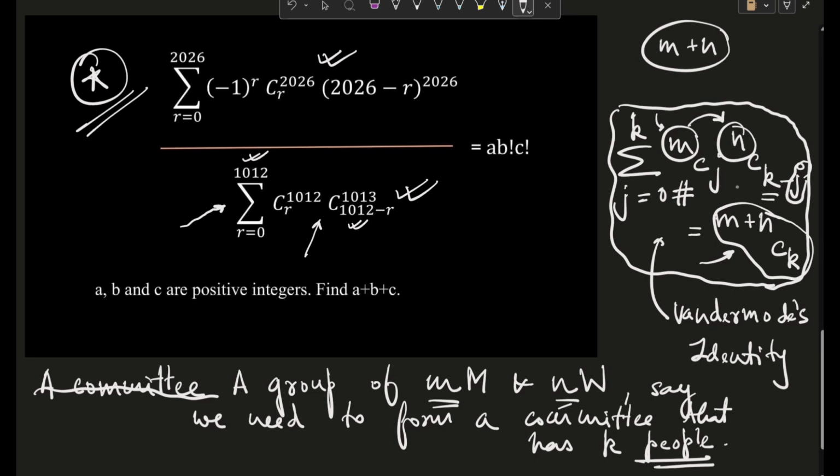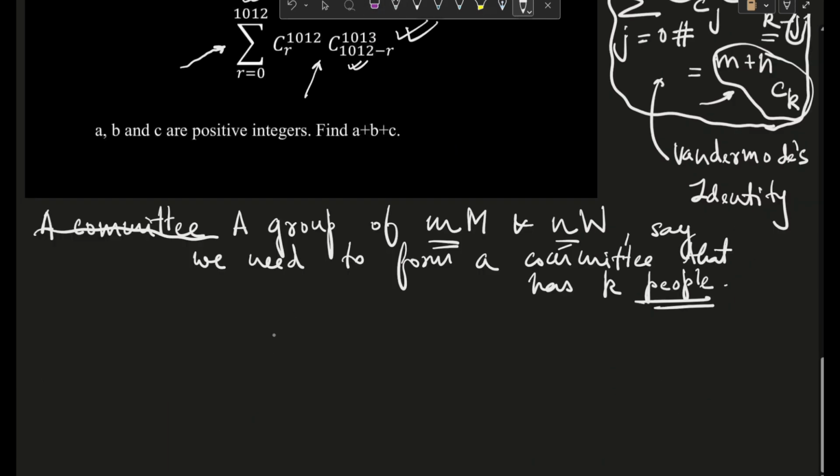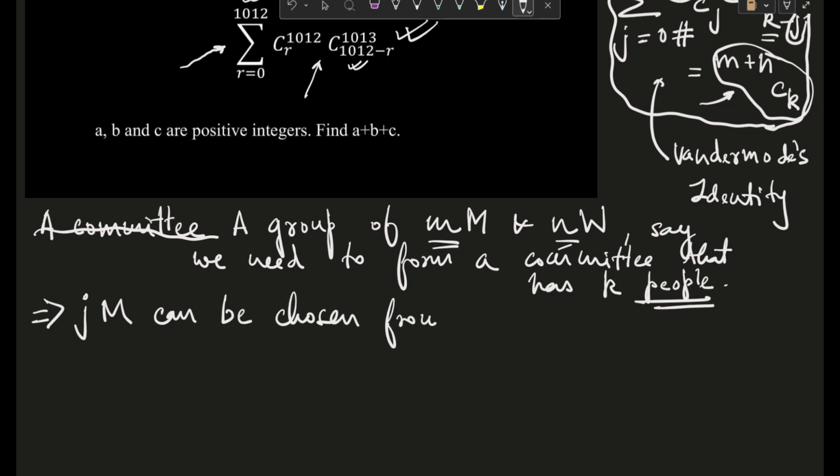So better, I will actually change the page and write this in words. Then it will be much easier for you to understand. So what we can do is, we select J men. J men can be chosen from M men. The total number of men we have taken to be small m, right?